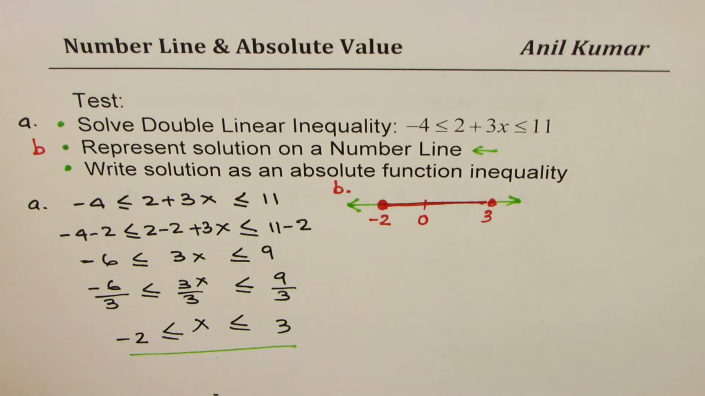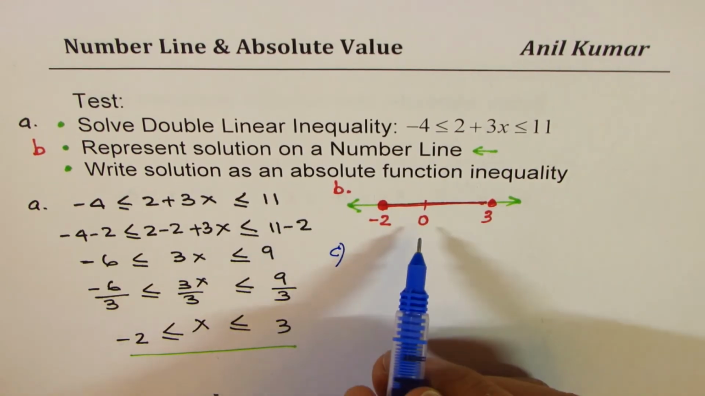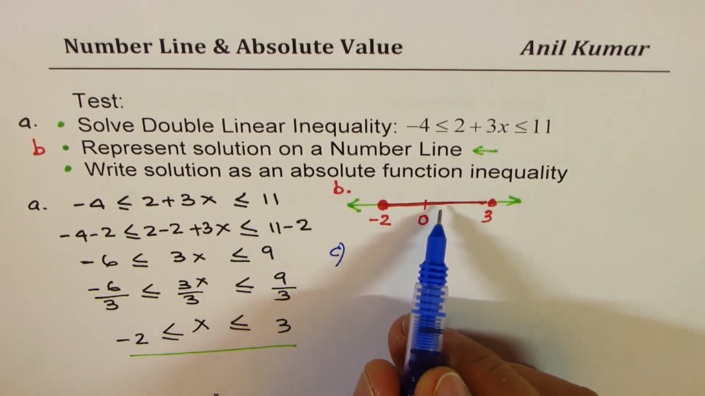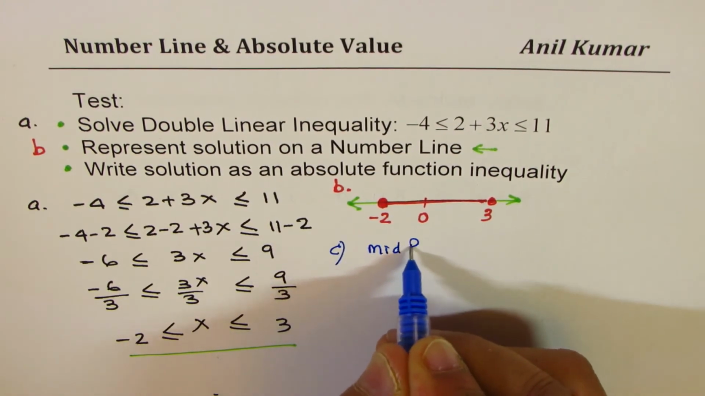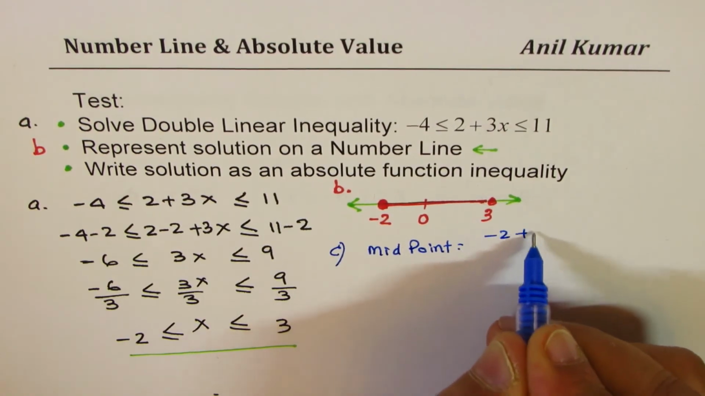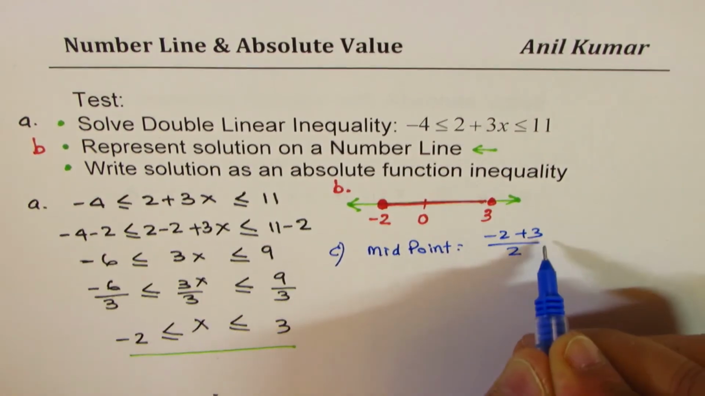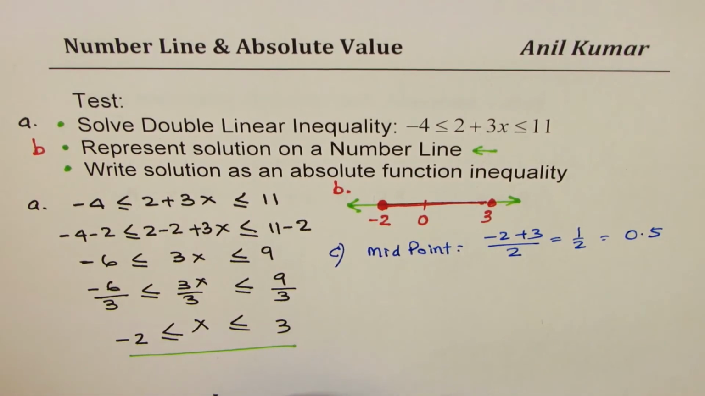Now, let us do part C, which is to write the solution as an absolute function. How do we do that? Now go back and think about absolute function. So part C is absolute function. We have to get the center somehow. So the first step is to get the midpoint, right?